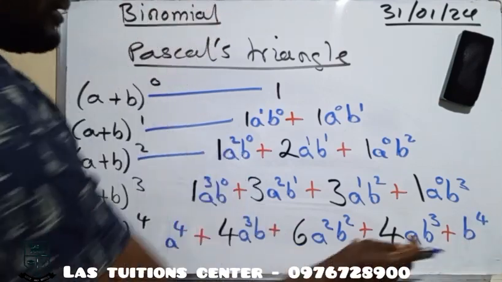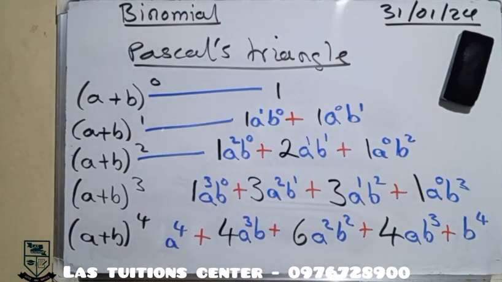Because the A is going to be to the power 0, and A to the power 0 simply gives us a 1, isn't it? Yeah, so that's how we build the Pascal's triangle. Any question on the Pascal's triangle?